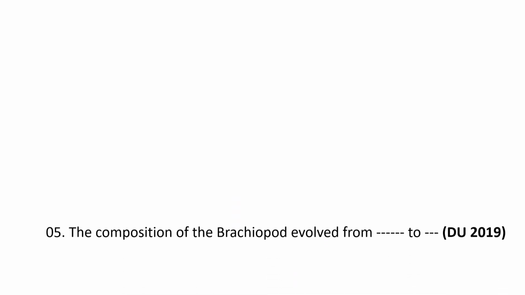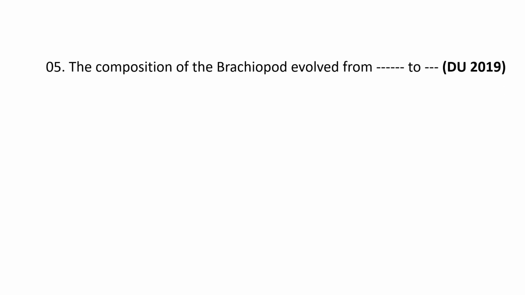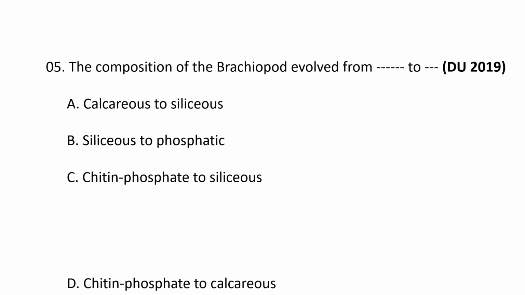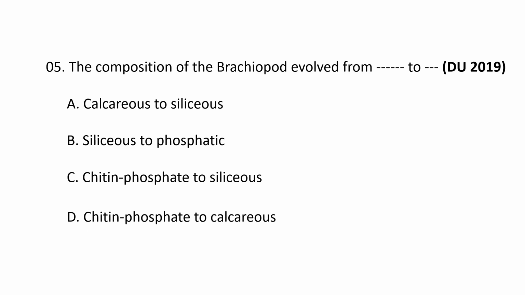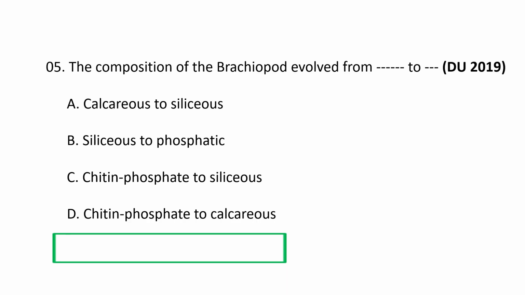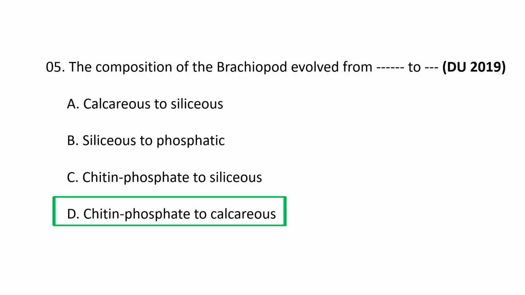Next question. The composition of brachiopod evolved from A. calcareous to siliceous, B. siliceous to phosphatic, C. chitinophosphatic to siliceous and D. chitinophosphate to calcareous. The composition of the brachiopod has evolved from chitinophosphate to calcareous. D is the correct option.